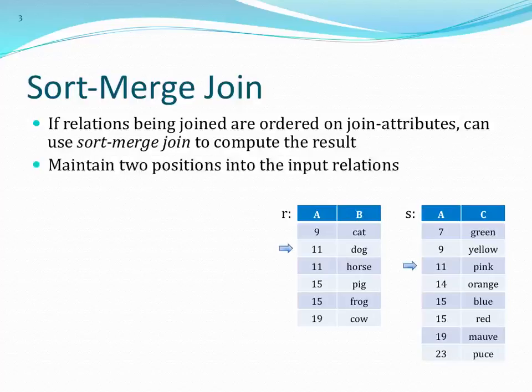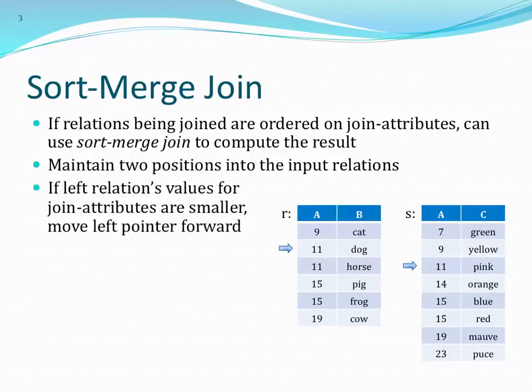So what we do is we have two positions in the input relations or the input tables. And anytime we have this pair of tuples that we're considering, we just figure out if the join attributes are the same, and if they are, we can generate join results. Otherwise, we have to move some pointer forward. Like it says here, if the left relation's values for the join attributes are smaller, we move the left pointer forward. Or if we're thinking about it, we could say the left relation's values don't match, and we're doing a left outer join, so I could generate a tuple from the left tuple.